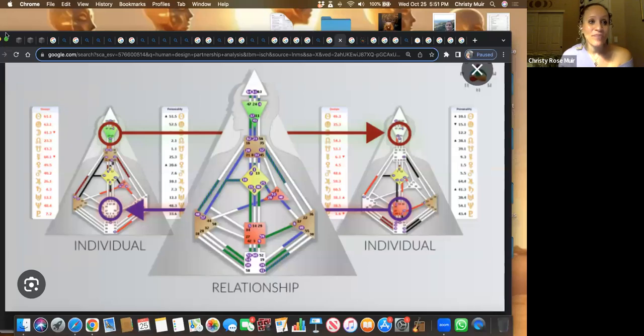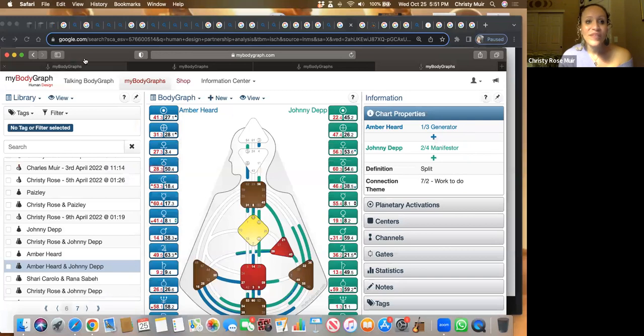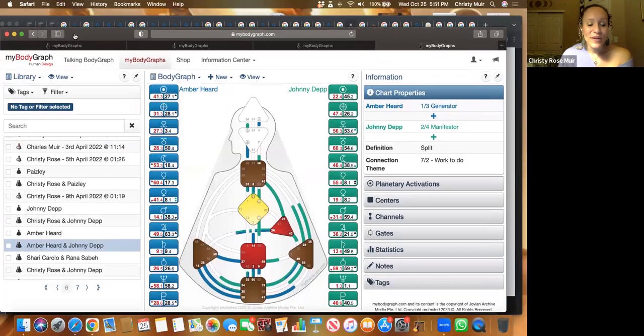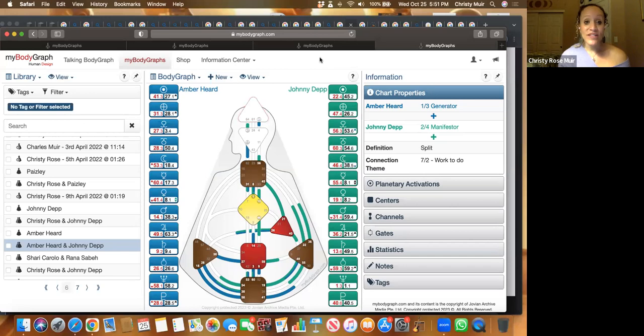Actually, I had brought up on my other browser a composite chart that had been really famous last year. I actually did get sucked into this a little bit, and I had to look at it because I wanted to see what kind of a composite chart would lead to such a challenging relationship between two people who thought that they were in love. And so here we have Johnny Depp on the one side and Amber Heard on the other side.